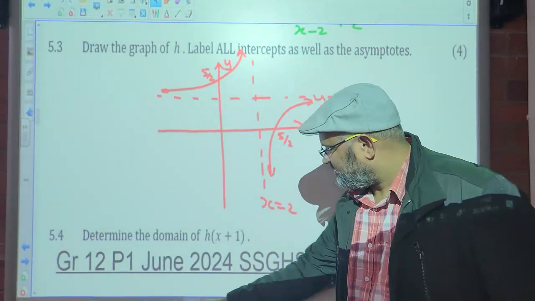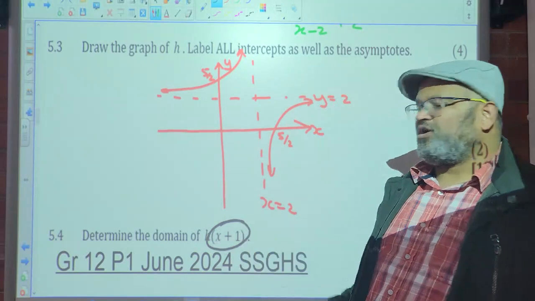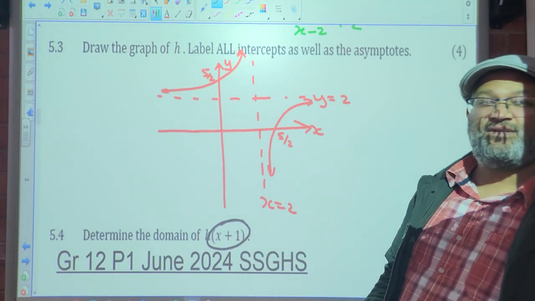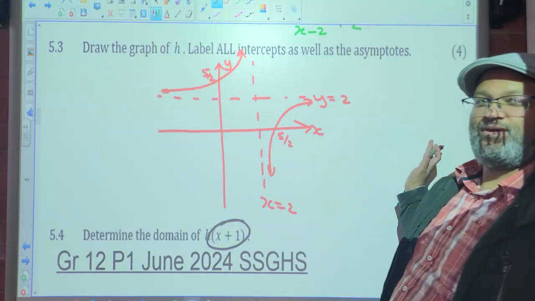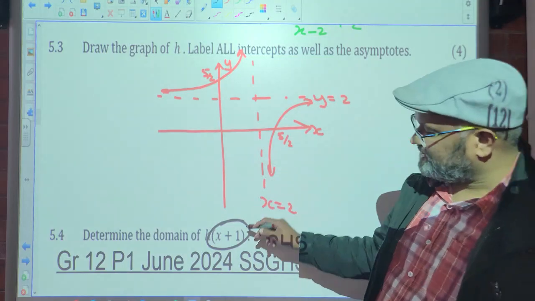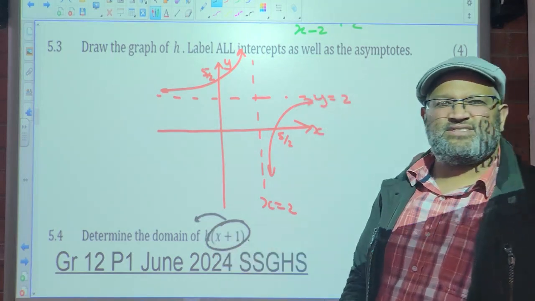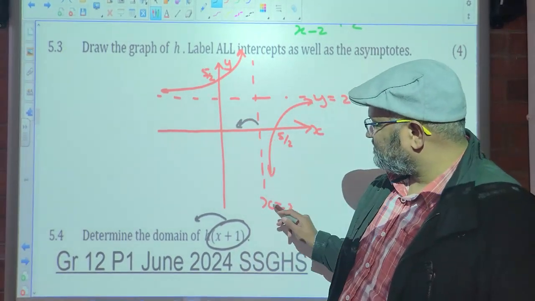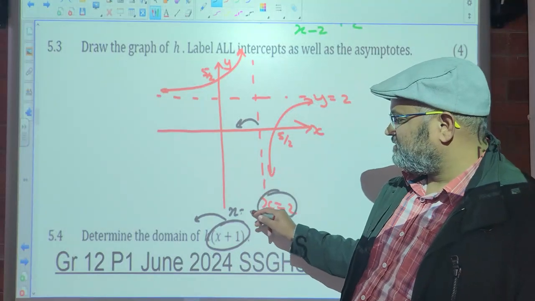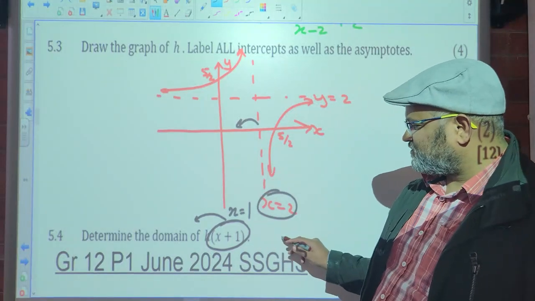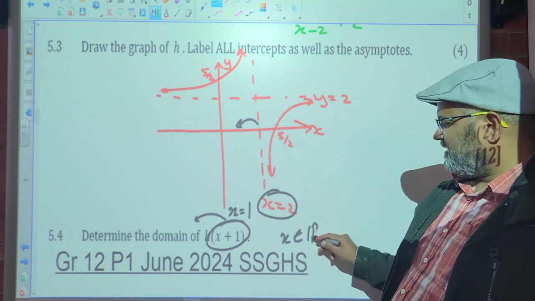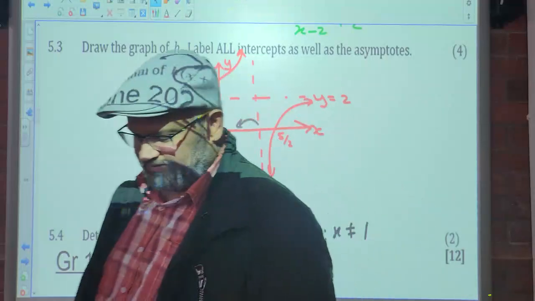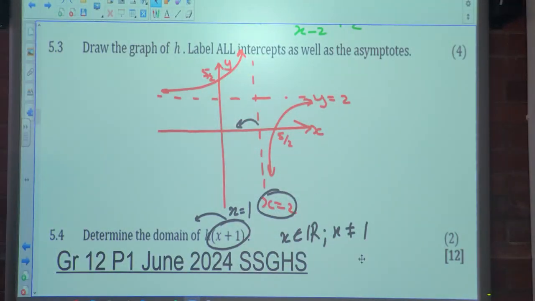But what effect does x plus 1 have on the graph? The graph shifts 1 unit to the left, yes. It will always be the additive inverse on your x. So if this moves 1 unit that way, the asymptote now goes to x is equal to 1. So what is the domain of this function? X is an element of all real numbers, x is not equal to 1. Okay. Beautiful.